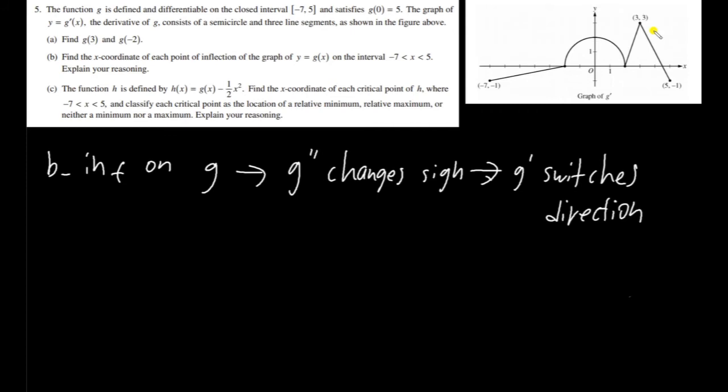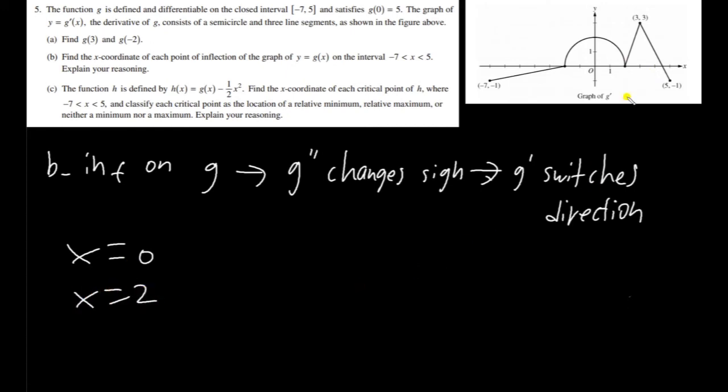So we're just going to look at this graph, because we have the graph of g prime, and we're just going to look at, okay, where does it switch direction? So it's going up, up, up, up, up. Oh wait, look at that. It switched and it's going down. So it switched from up to down. So we'll mark that point, x equals 0. It's going down, down, down, down. Oh look, it switched. It's going up now. Where's that? X equals 2.